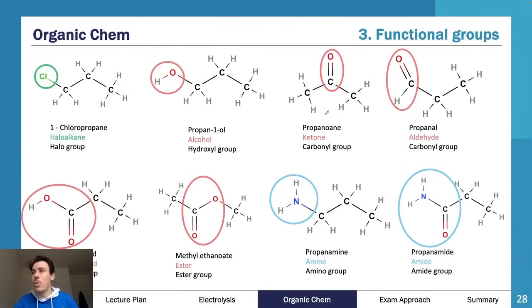You need to know, why is a ketone in the middle? Why is an aldehyde on the end? Carboxylic acids, what do they form from? What do I do to form them? Esters, what do they form from? What do I do to form them? Remember where to break esters.